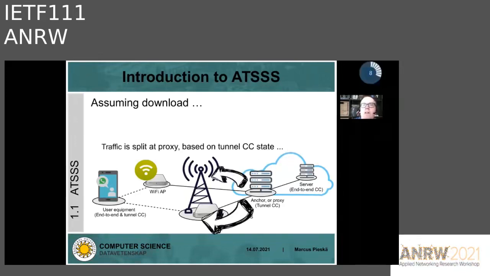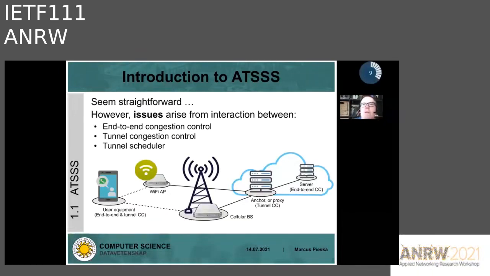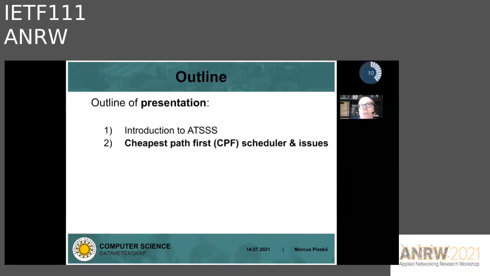The data is then scheduled over multiple paths based on the state of the congestion control of those paths, as well as other path information that may be obtained from the corresponding transport layer instance. This may seem straightforward enough, but the existence of nested congestion control loops and the interaction between these and the multipath scheduler can and do cause problems that need to be addressed.